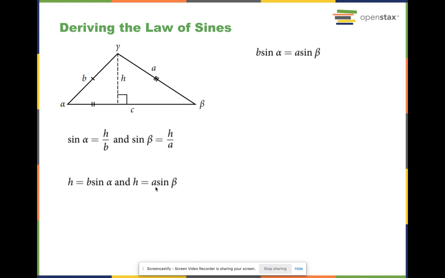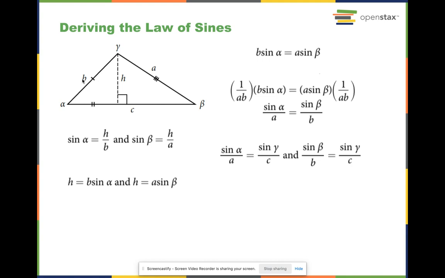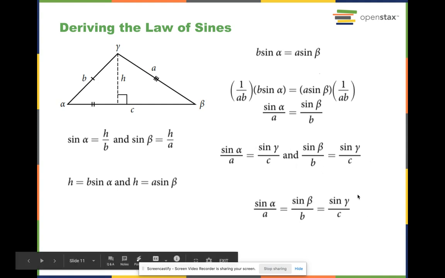We could say b sine alpha equals a sine beta, right? And then we could divide through by a times b to get sine of alpha over a equals sine of beta over b. So sine of alpha divided by a, the side across from it, equals sine of beta over b, the side across from it. It was a little bit arbitrary where we chose to draw this height, right? We could draw the height to a different vertex and do the exact same thing to get similar ratios. So this is the idea of the law of sines.